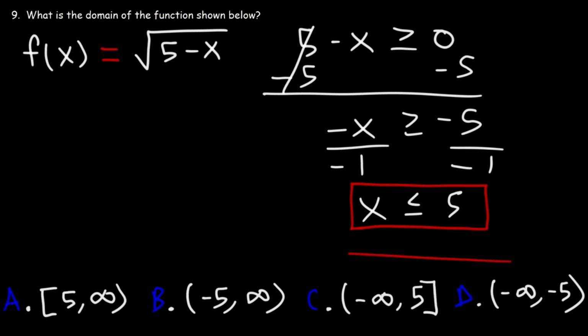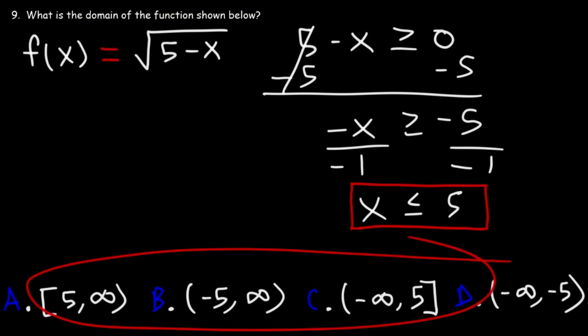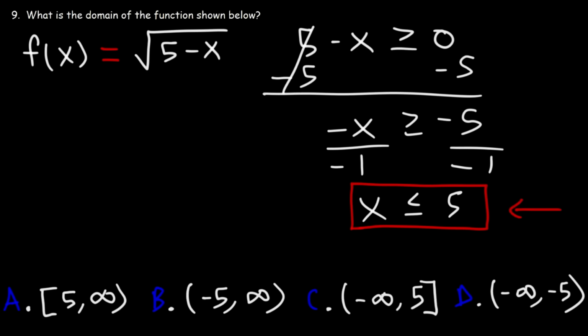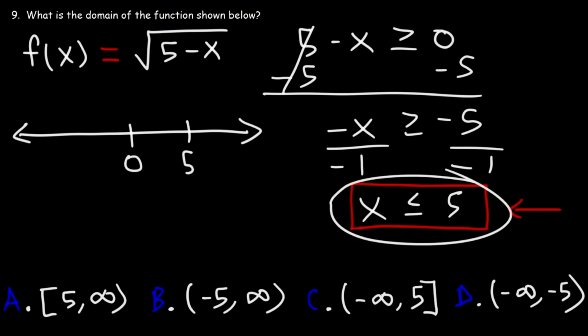Now, which one of these answer choices corresponds to this inequality? If you're not sure, here's what you can do to help yourself get the answer. Draw a number line. So let's say this is 0, this is 5. And then plot the solution on a number line. So x is less than or equal to 5.